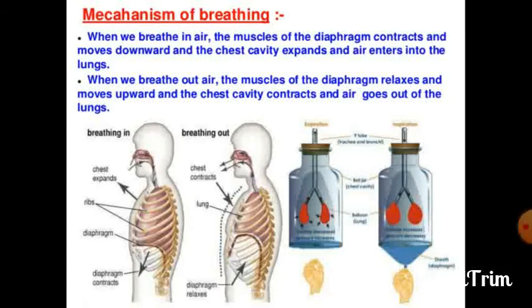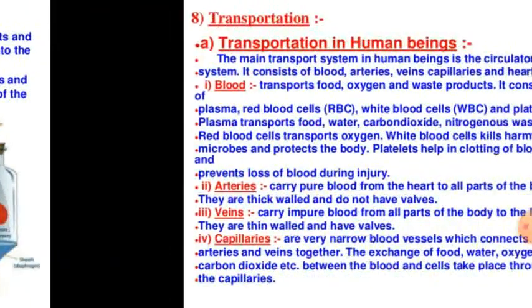What is the mechanism of breathing? As we know, air always travels from high pressure to low pressure, and pressure is inversely proportional to volume. The muscles of the diaphragm contract and move downwards. This increases the volume of the chest cavity. Increase in the volume decreases the pressure, so the air present outside rushes into the lungs. To breathe out air, the muscles of the diaphragm relax and move upward. The chest cavity contracts and air goes out of the lungs.